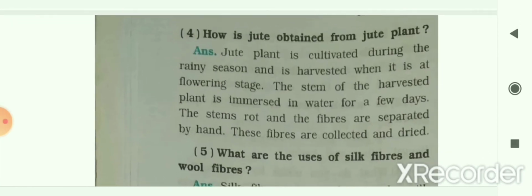The next question, how is jute obtained from the jute plant? So the jute plant is cultivated during the rainy season and is harvested when it is at the flowering stage. The stems of the harvested plants are immersed in water for a few days, and the stems rot or decay and the fibers are separated by hand from the jute plant. So these fibers are collected and then dried. So this is how we get jute from the jute plants.